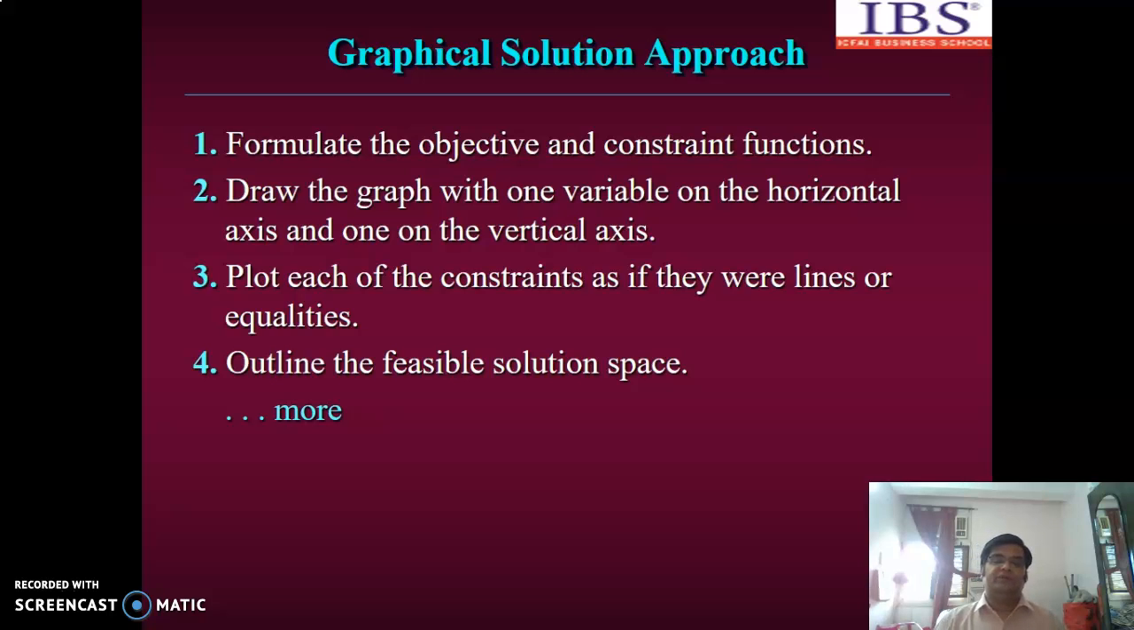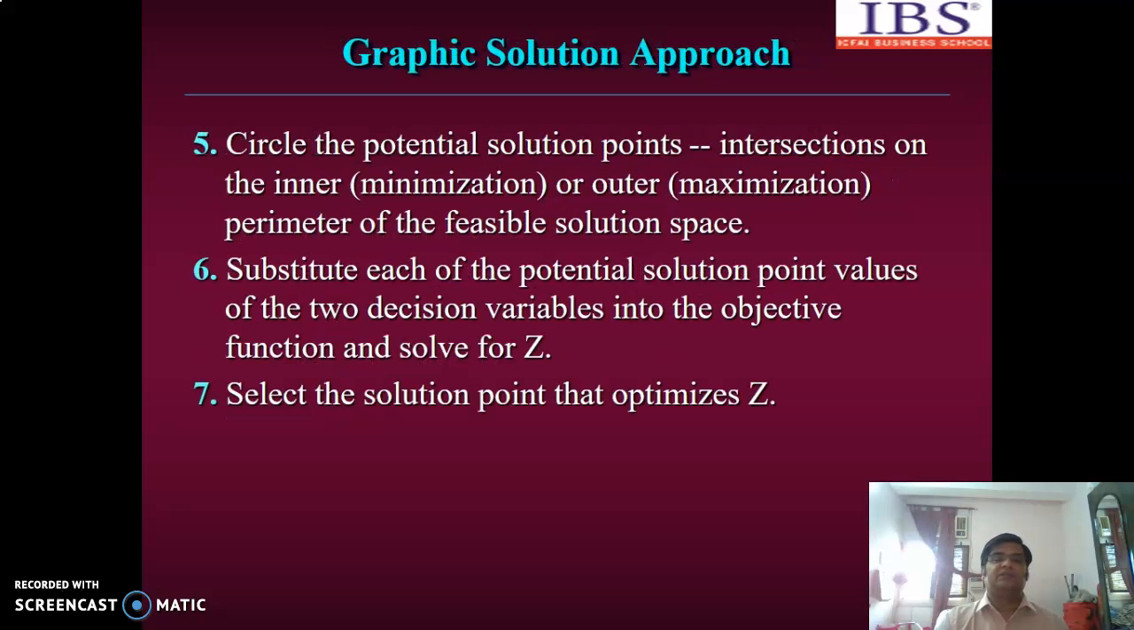These two equations will always be there, and in addition we will add the equations of straight lines, say line 1 and line 2. Generally there are two constraints, so we'll draw these two straight lines as constraints. Our next step is to circle the potential solution points. What are the potential solution points? They are the points where the straight lines that we have drawn intersect.